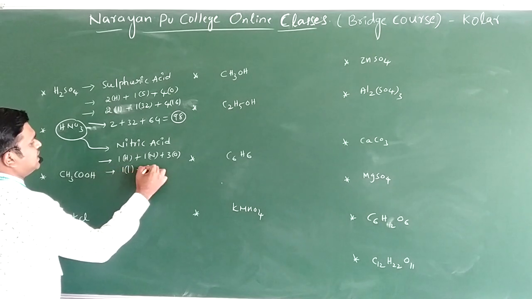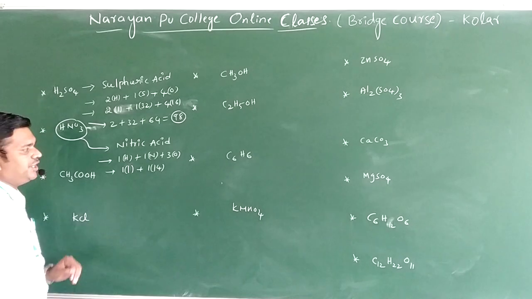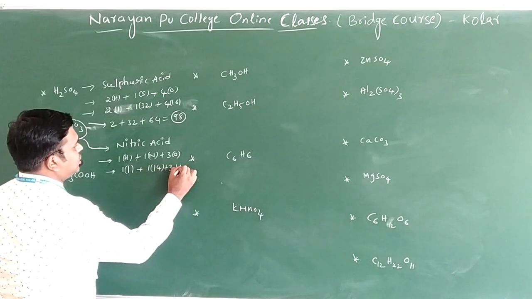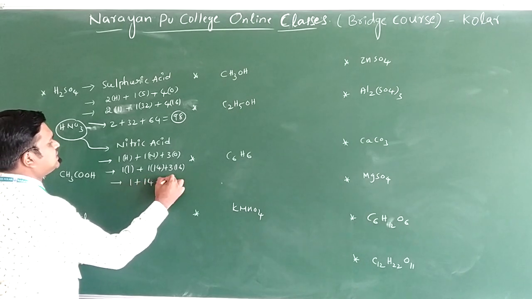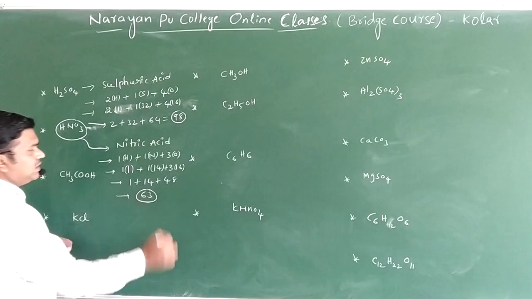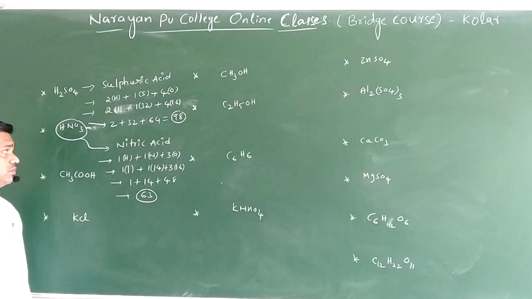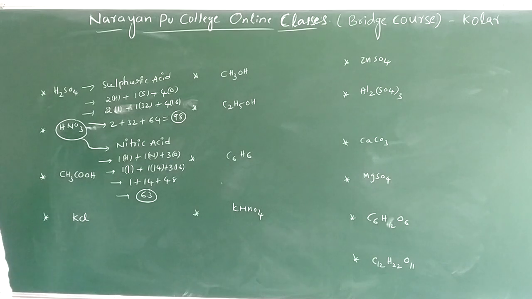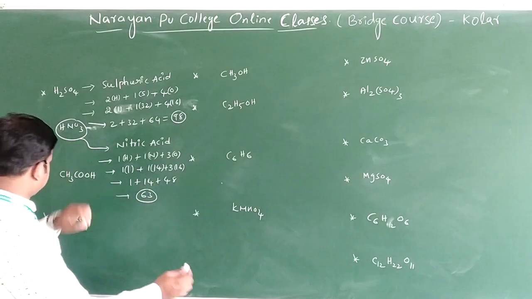1 into 1 plus, what is the atomic weight of nitrogen? 14, plus 3 into 16, which is 48. 1 plus 14 plus 48. What is the weight of this compound? 63 is the molecular weight of which one? Nitric acid. Okay, this is 63.